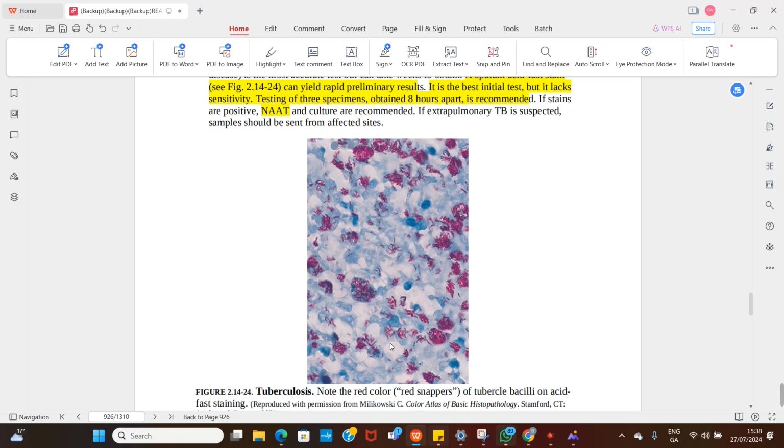So 3 specimens for your acid fast stain, but you take them 8 hours apart. And if the first one doesn't catch it, the second one will catch it. If the second one doesn't catch it, the third one will catch it. Then once you obtain a positive result there, you now proceed to do your NAT and also your culture. You understand? That's the way it works.